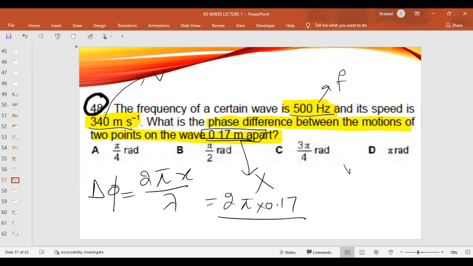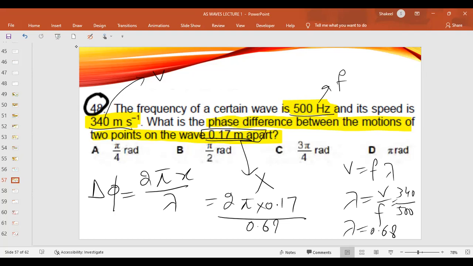In order to find lambda, you will use this equation, V equals F lambda, and lambda is V by F. V is 340 and F is 500. So it is 340 divided by 500, 0.68. So lambda is 0.68, and you will divide by 0.68. So you can get the answer. 0.34 divided by 0.68, it is 0.5 pi. So the phase difference is 0.5 pi radian.